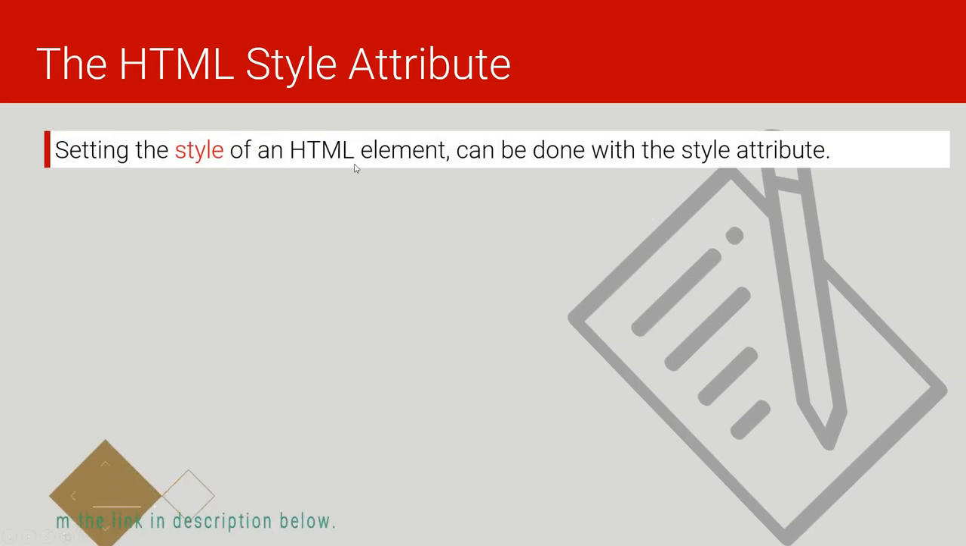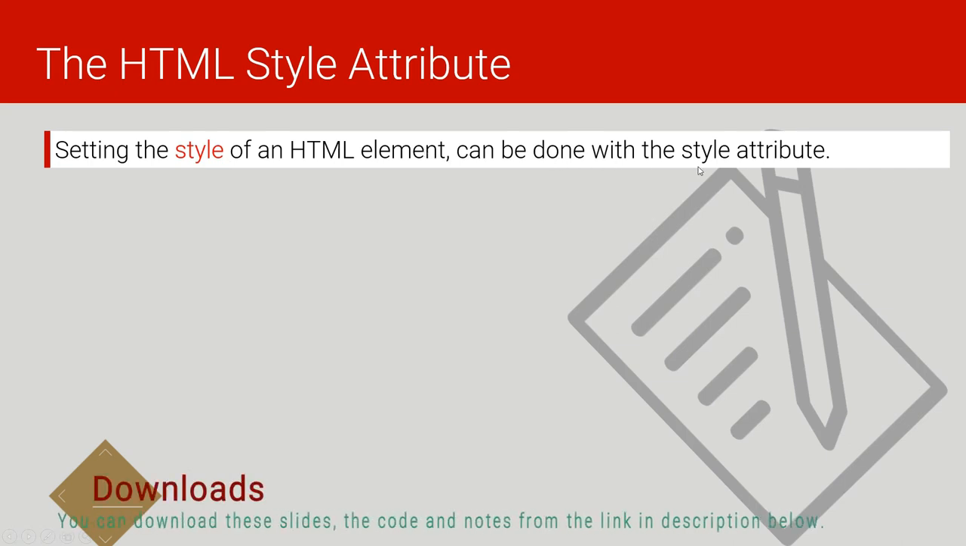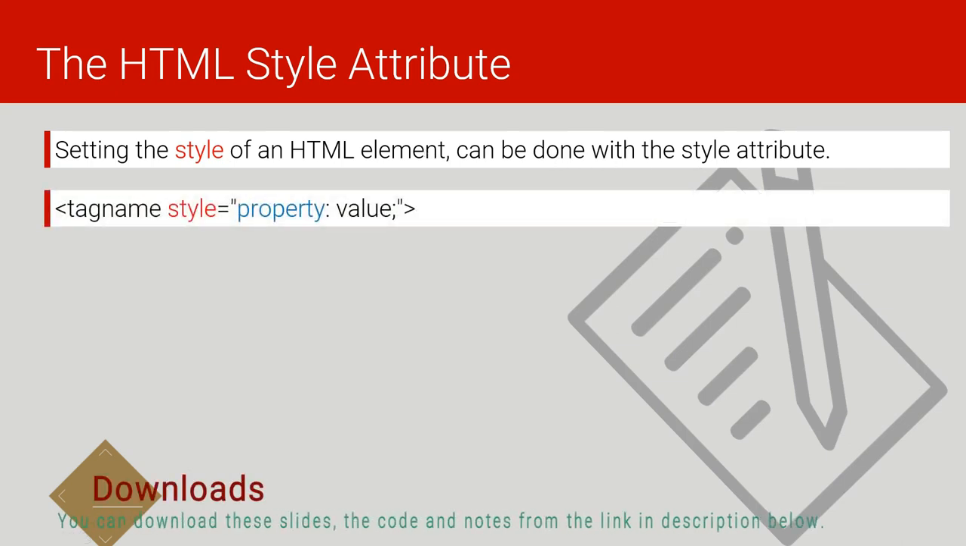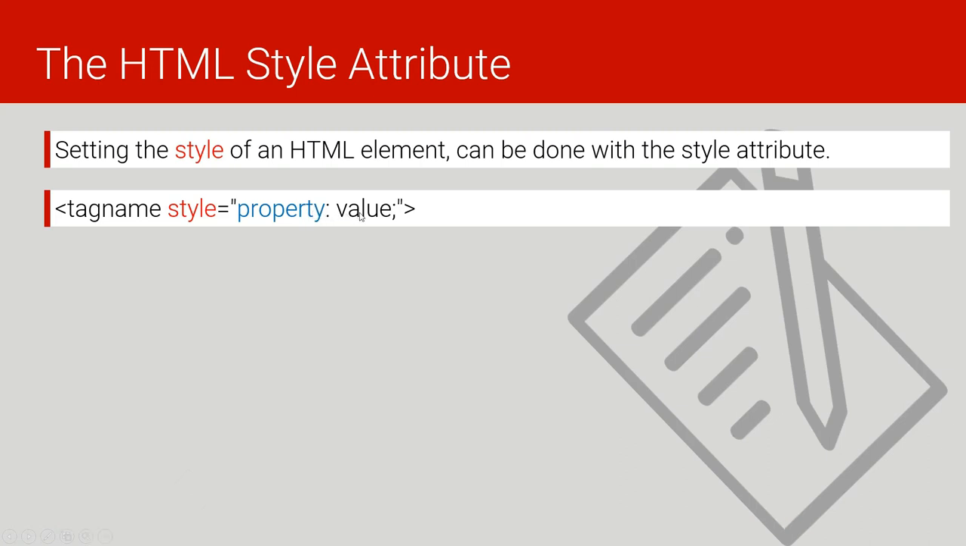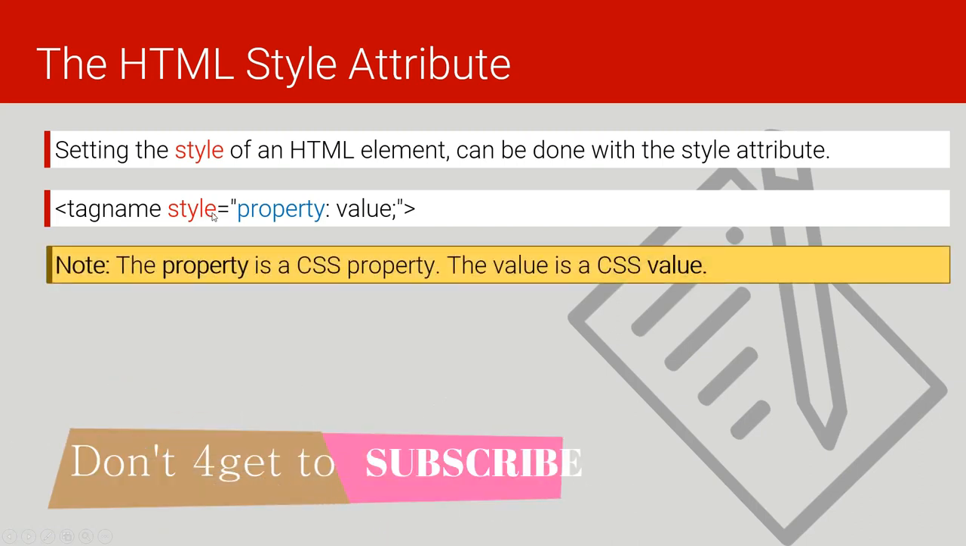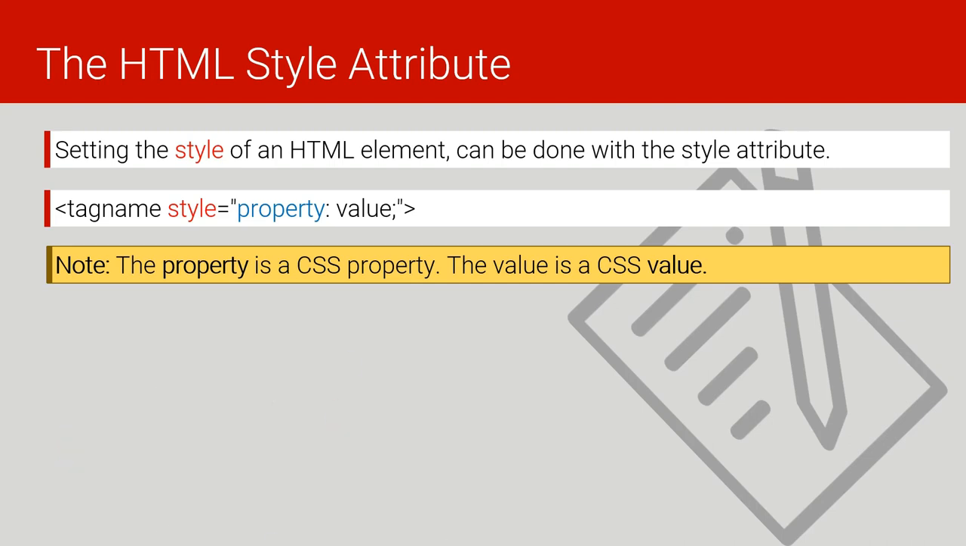Setting the style of an HTML element can be done with an HTML attribute. For example, we include the tag name, put the style in the first tag, then put its property and then we include the value. That's the syntax we use when creating an HTML style attribute. And always remember, the property of style is a CSS property. It's not an HTML style property, it is just a CSS property. The value of this style is also a CSS value.